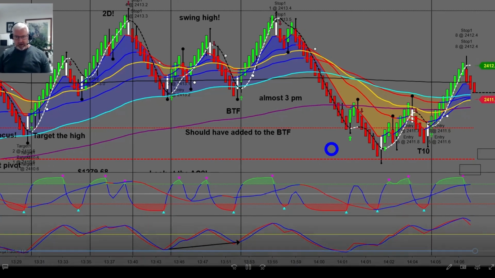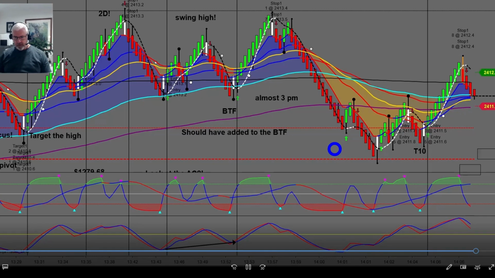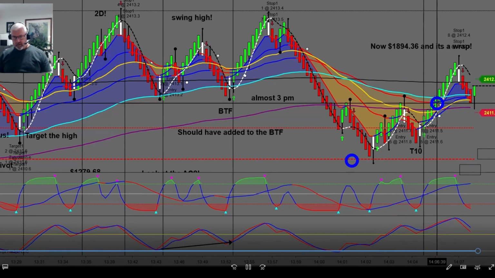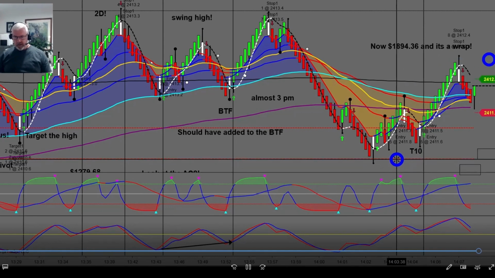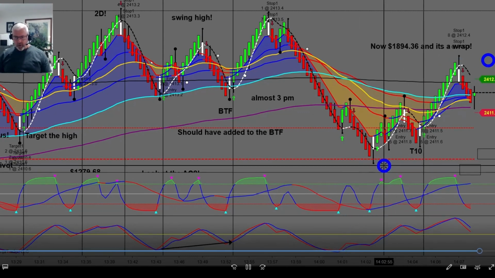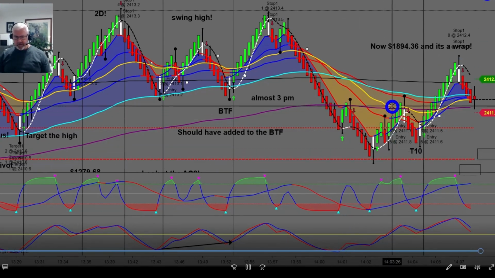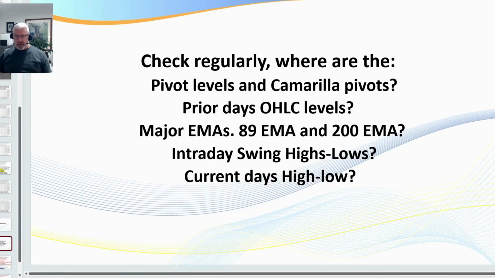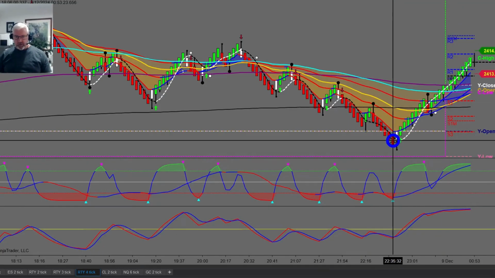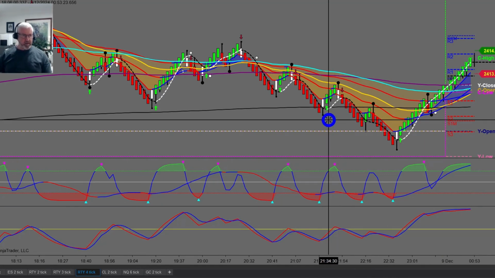Now let me just go along here a little bit further, and this level is critical. Okay, so it's a wrap. I've hit my target for the day. Now what I'm going to do now is to minimize this, and let's go directly to the chart, because I just want to show you this here.